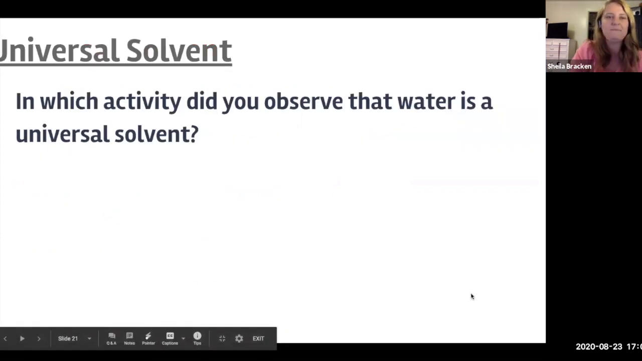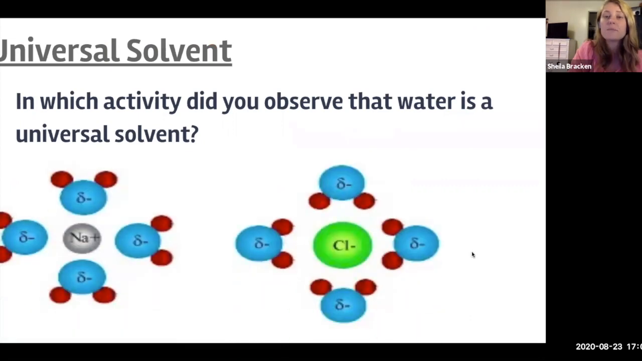Ooh, another one. So let's talk about universal solvent. Which activity did you observe that the water is a universal solvent? It was probably the salt water one. That was most obvious. So if you see here, NaCl is what we call table salt, right? So Na has one positive charge. Again, you're going to learn more about how the charges are helping build these molecules and why they bond the way they do.